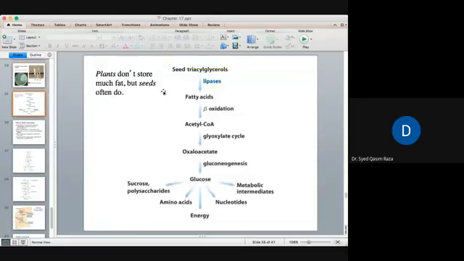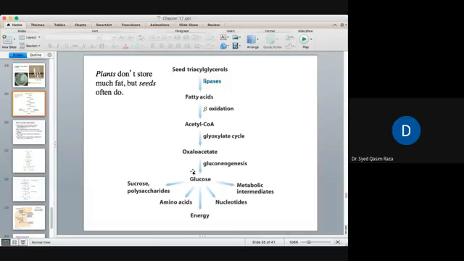Plants do not store much fat, but seeds often do, as we know. Plant seeds have triacylglycerols. Lipases are going to convert these into fatty acids. Fatty acids will convert through beta oxidation into acetyl CoA, and acetyl CoA to oxaloacetate, and oxaloacetate to glucose through gluconeogenesis. And glucose can be the source of polysaccharides, amino acids, energy, nucleotides, and metabolic intermediates.